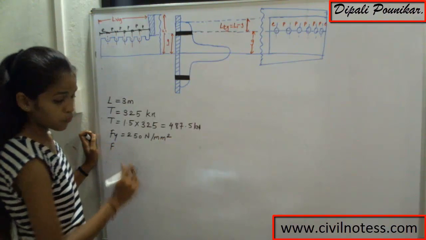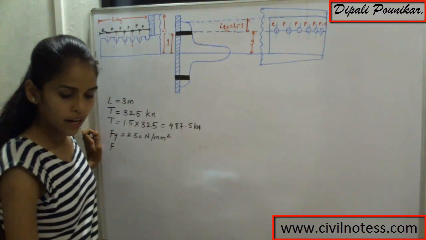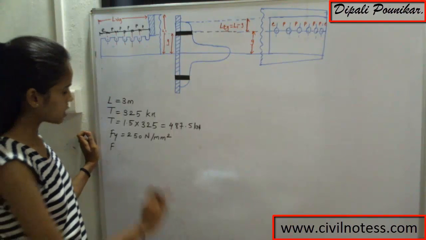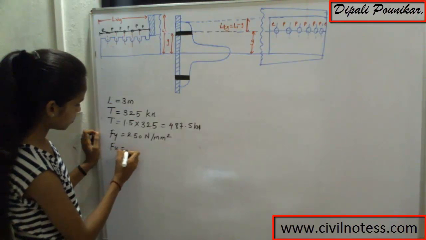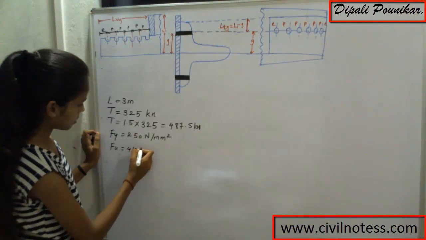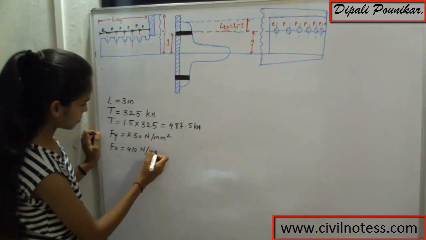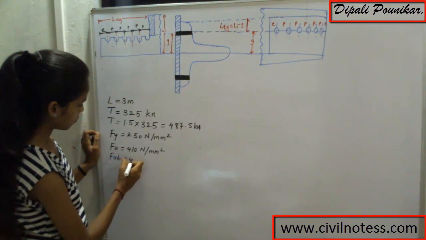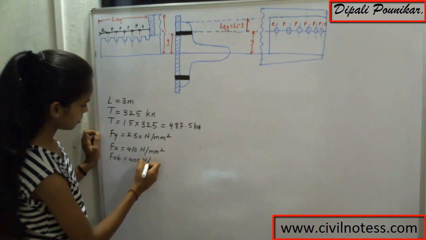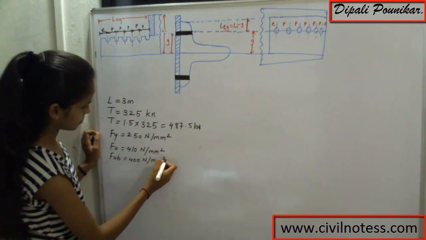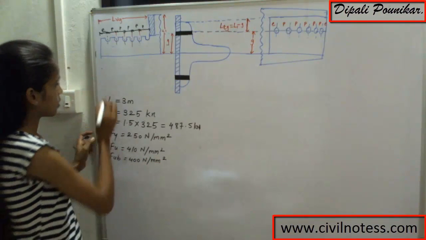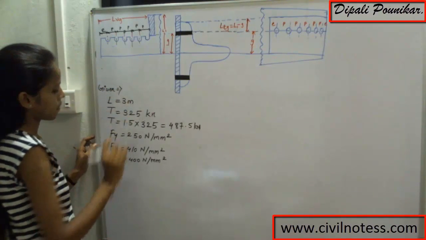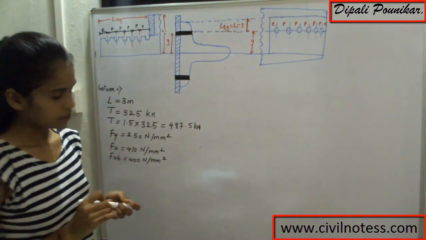After that, 410B grade of steel and ordinary bolt of grade 4.6. That is, 410B means Fu equals 410 Newton per mm square, and Fub equals 400 Newton per mm square. These are the given values.